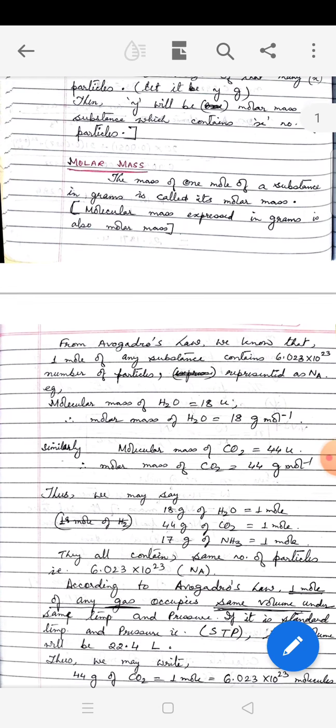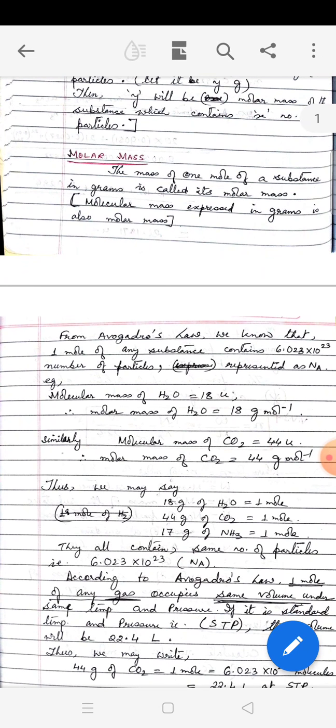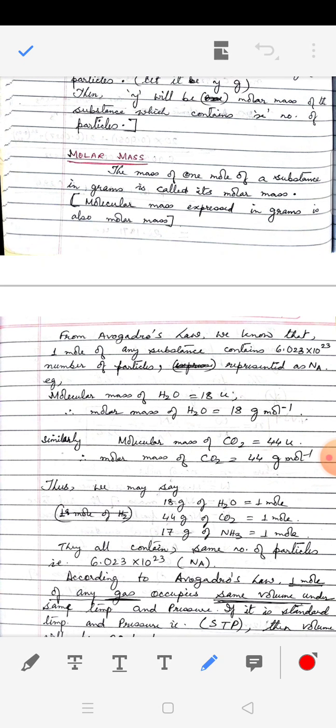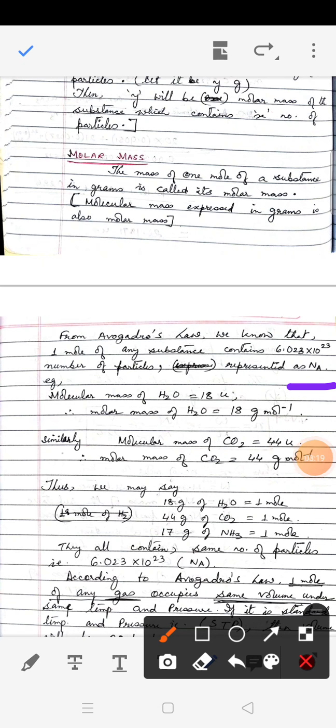So you can see from Avogadro's law, we know that 1 mole of any substance contains 6.023 into 10 to the power 23 number of particles. In some books you may find 6.022 at times. It doesn't mean it is the same, because the number is very big. 10 to the power 23 is a huge number. Avogadro's number is expressed by the symbol Na. N stands for number, A stands for Avogadro.